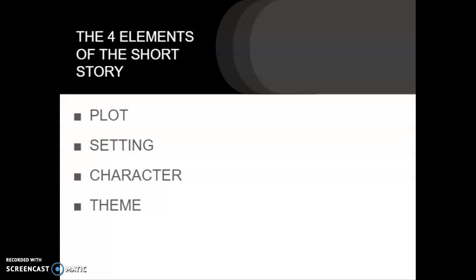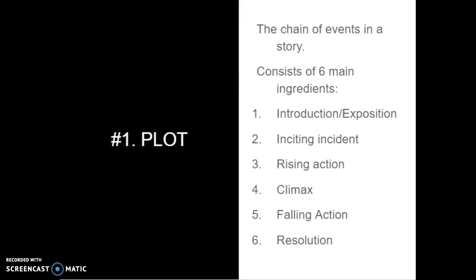The 4 main elements of a short story are the plot, setting, character, and theme. And now we're going to look a little bit more closely at each of these elements. So our first element is plot. Plot is the chain of events in a story, and there are 6 main ingredients to plot.